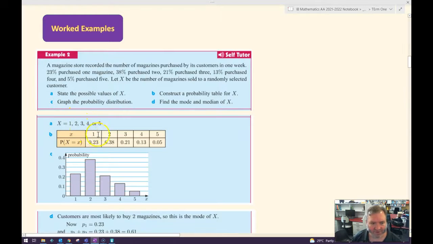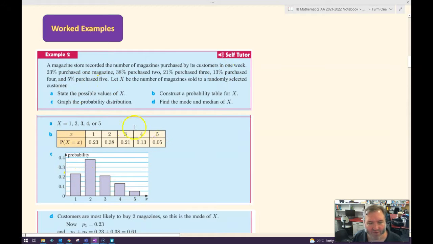So here's an example of using past information to inform our decisions in the future. Here we've got 1, 2, 3, 4, or 5 magazines purchased. Remember, these were the number of magazines purchased, so there's no 0 because we're not including people who didn't purchase a magazine. The probabilities are 0.23, 0.38, 0.21, 0.13, 0.05.